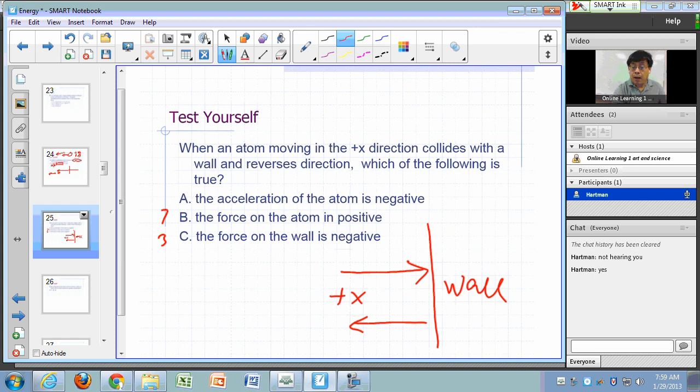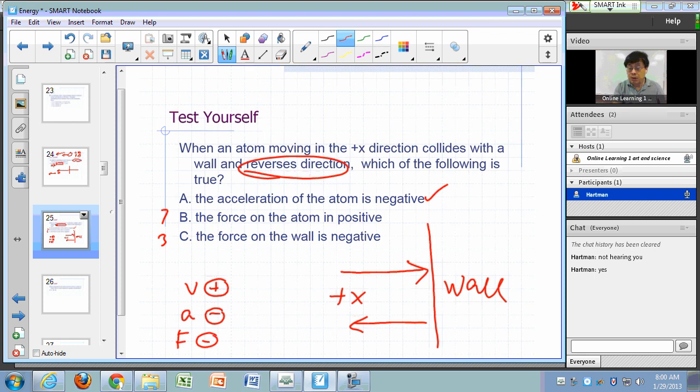Okay. You've got a particle moving in the positive x direction, so your velocity is positive. It reverses direction. That means your acceleration and velocity will have opposite sign. So that means the acceleration is negative. So A is correct. And so your force is also negative.